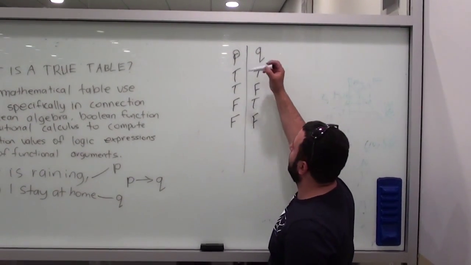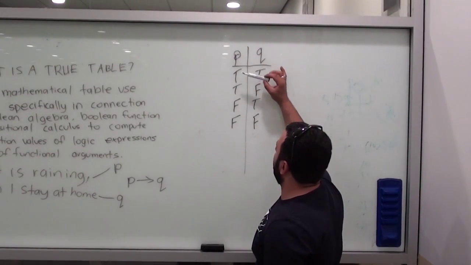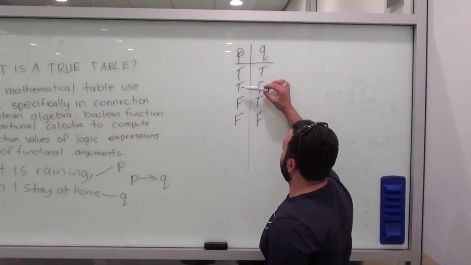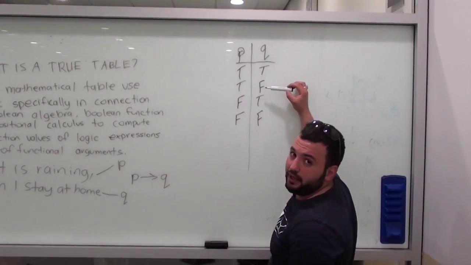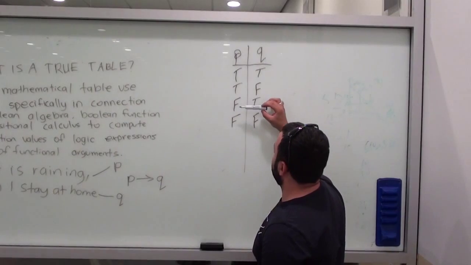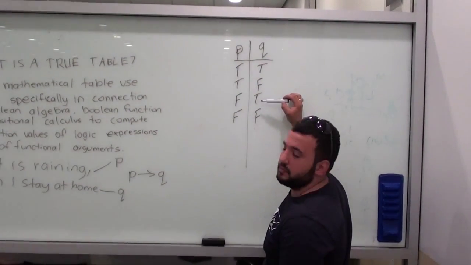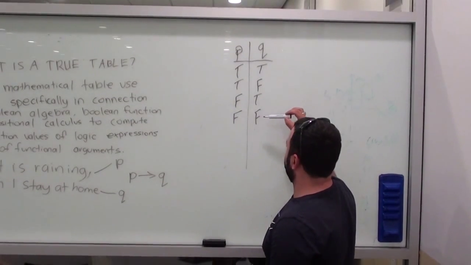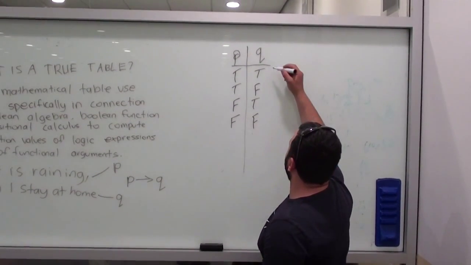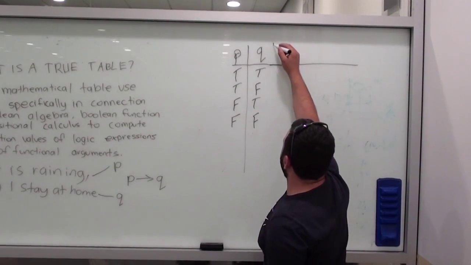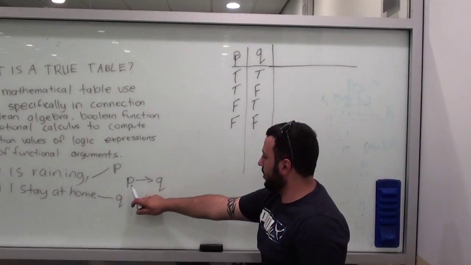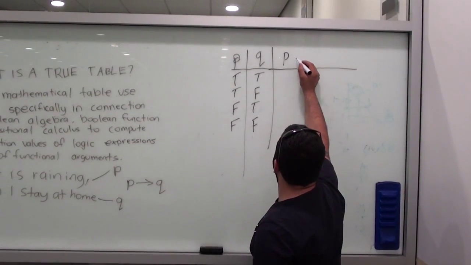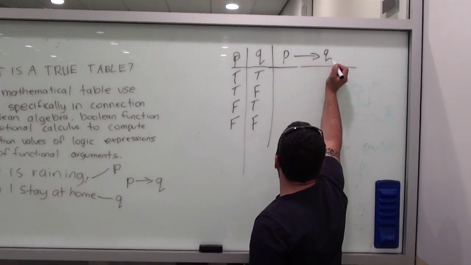So what we're doing here, we're saying, it's raining, and I'm staying at home. Now, it's raining, but I didn't stay at home, I went out. And then, it didn't rain, and I did stay at home. And that one says, it's not raining, and I didn't stay home. And then we just apply P implies Q.